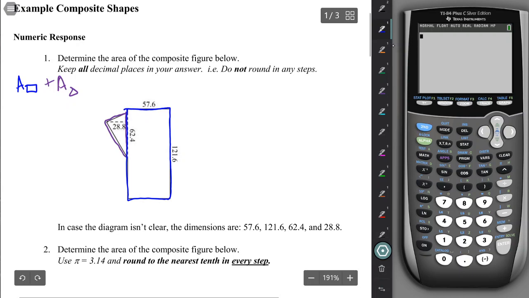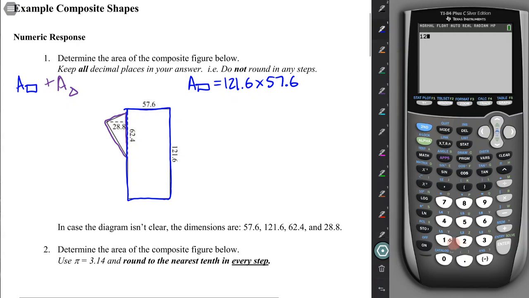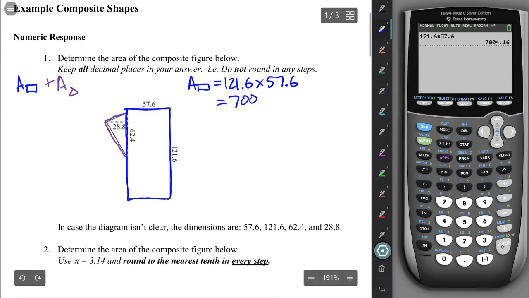All right, so area of a rectangle is just length times width. So 121.6 times 57.6. On my calculator, 121.6 times 57.6 gives us 7,004.16. And there's no units in this question, just because it was a numeric response. I didn't want to worry about units. If there were units, you'd put your units here, your inches squared, centimeters squared, meters squared, whatever. In this case, though, we have no units, so we're just going to leave it as is.